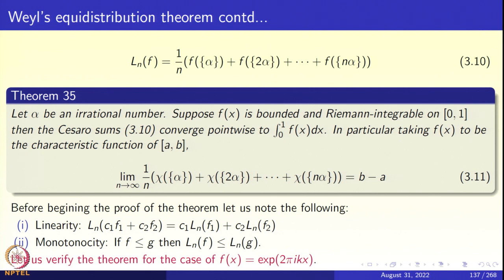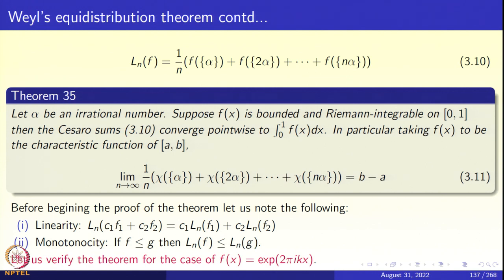Instead of proving 3.11, we will prove this more generally. We will replace the characteristic function chi by a general Riemann integrable function f, and we'll prove that the right hand side is the integral from 0 to 1 of f of x dx. It may be a little puzzling to you why, instead of proving a specific result, we make life more complicated by replacing the characteristic function by a general function. We will see that this generalization is easier to prove than the specific example.